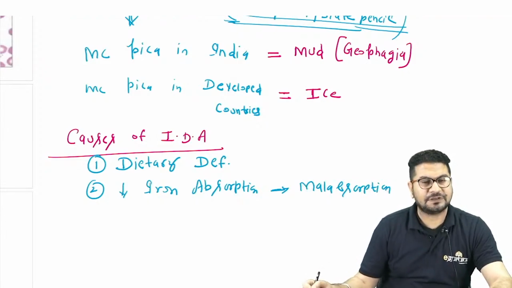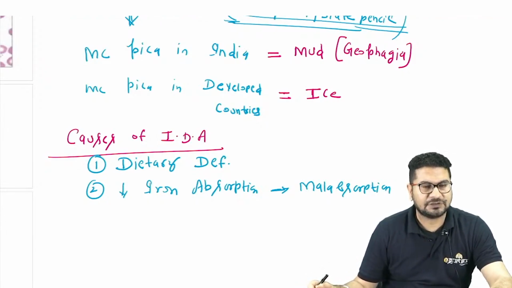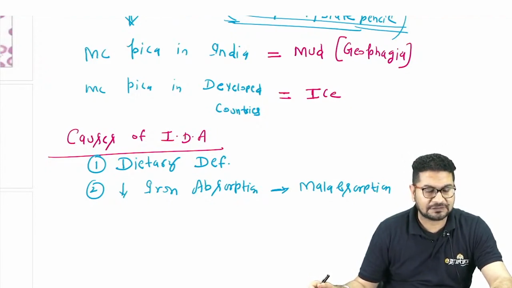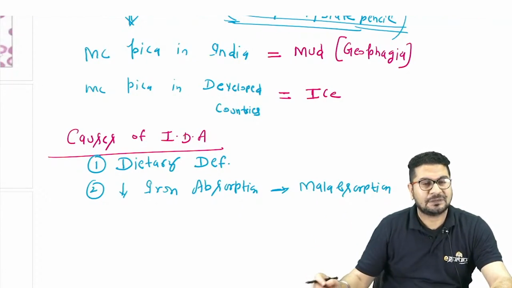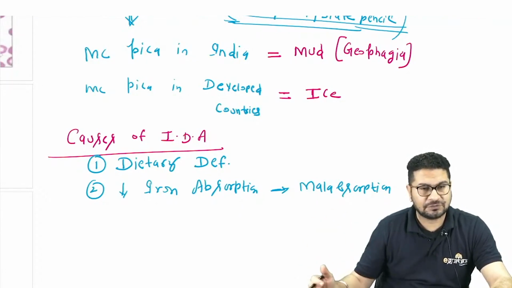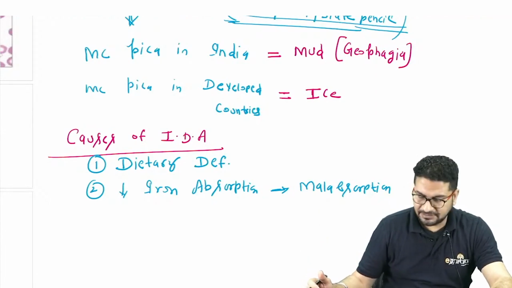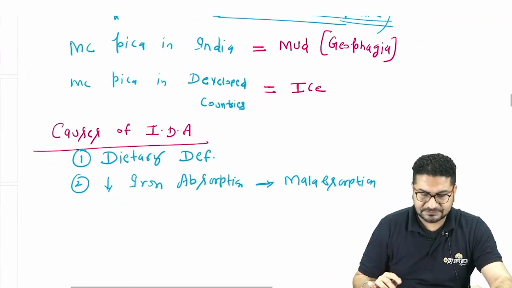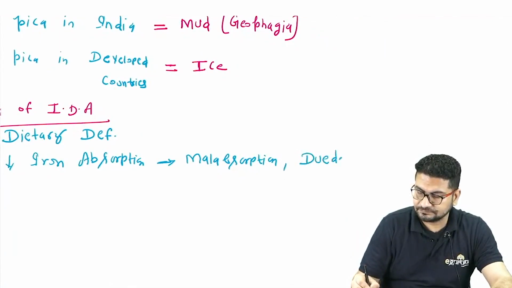There is some problem in your duodenum. Iron absorption is primarily occurring in the duodenum. So you are having ulcers in the duodenum, duodenitis, some worm infestation, or celiac sprue. Any condition that is affecting your iron absorption. Clear? So there can be decreased iron absorption like malabsorption syndrome, or any infection of the duodenum.